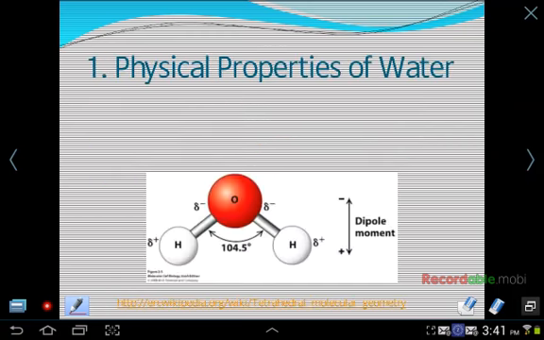Now, let's get into the physical properties of water. So, a water molecule consists of two hydrogen atoms bound to an oxygen atom. The hydrogen-oxygen bond distance here is 0.985 angstroms. And your bond angle between the hydrogen, oxygen, hydrogen is 104.5 degrees.